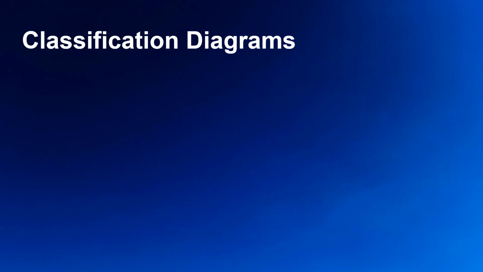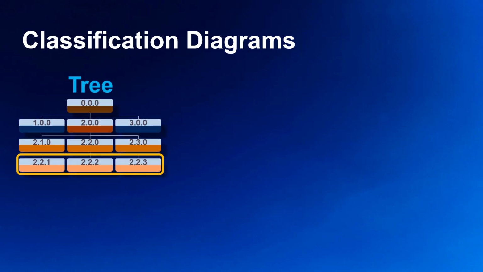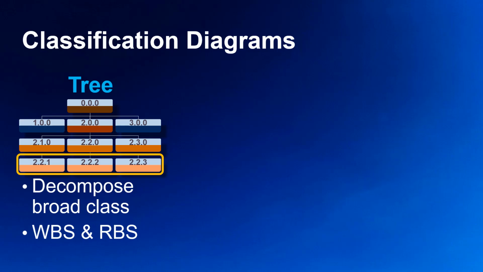Tree diagrams are not to be confused with decision tree analysis that is used in the Perform quantitative risk analysis process. With tree diagrams, we decompose hierarchies from a broad class to narrower categories and additional details, parts and tasks. We use tree hierarchies to organize project scope, schedule and cost with the work breakdown structure, and resources and risks with their own breakdown structures.